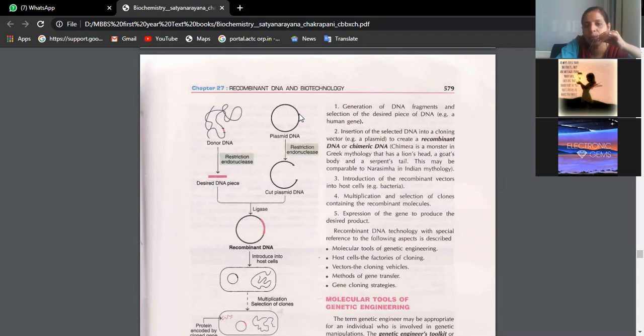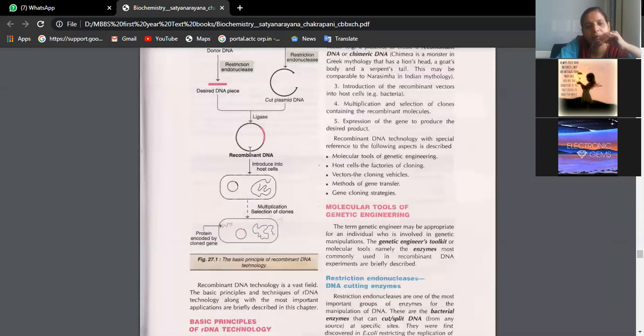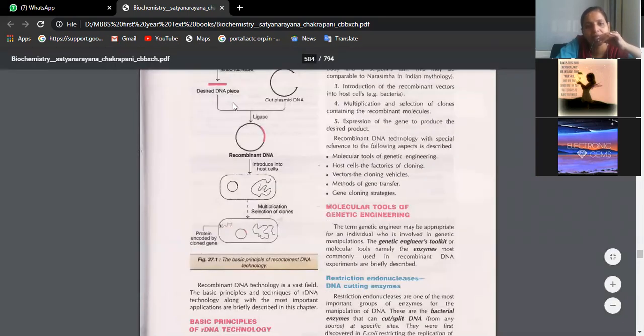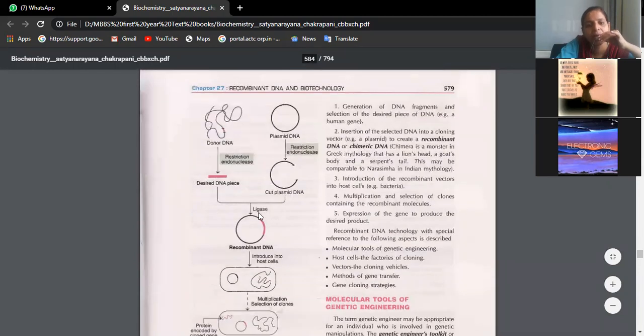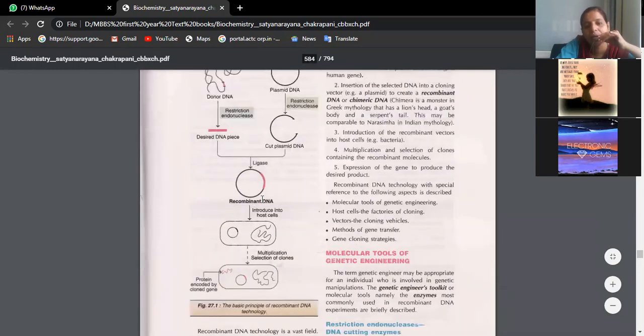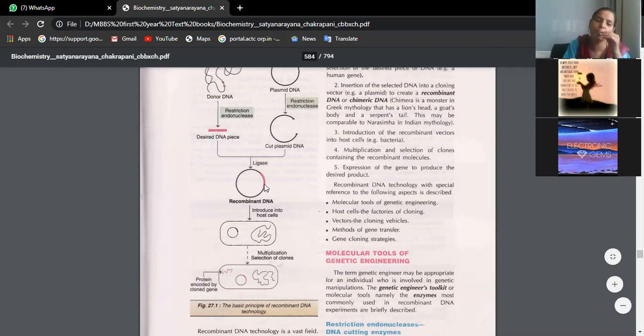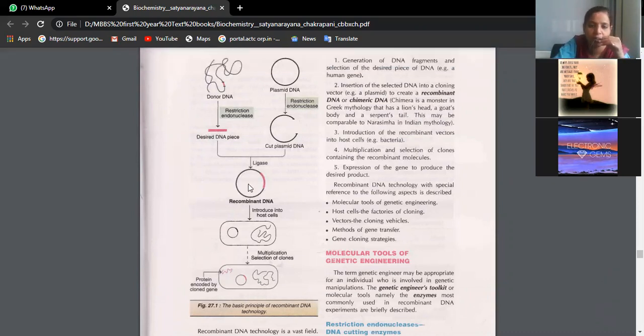Now we are cutting and opening this plasmid with the help of the same enzyme, restriction endonuclease. Once you cut open this plasmid, you just incorporate this piece of DNA here. With the help of enzyme ligase, this desired piece of DNA is incorporated into this plasmid DNA. Now you call it recombinant DNA. This recombinant DNA has all the information for the synthesis of the desired protein. Our example is the hormone insulin.